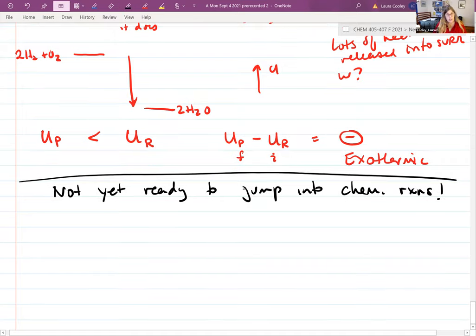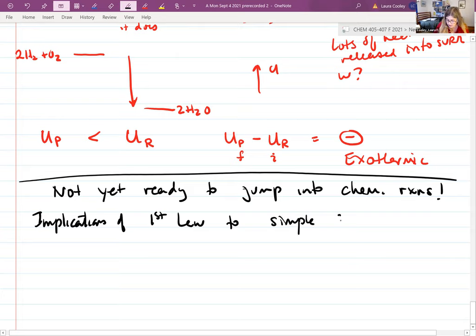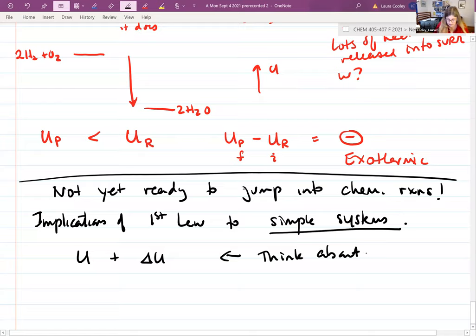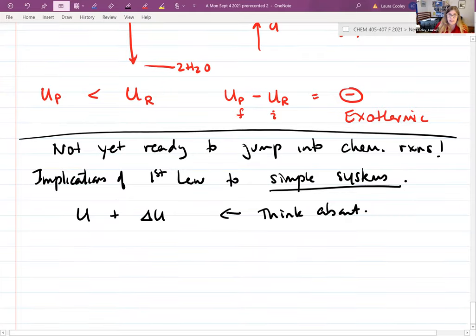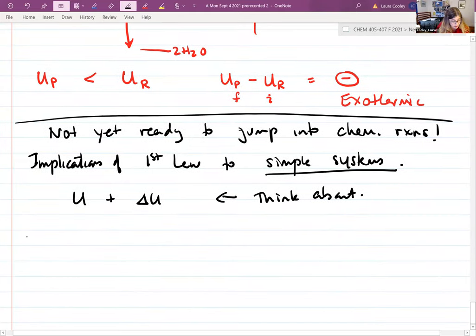What we're going to do is study the first law a little bit. We're going to look at the implications of the first law for simple systems first, and we're going to think about U and delta U. This is what we're going to have in mind. And we're going to start with easier things than complicated chemical reactions.